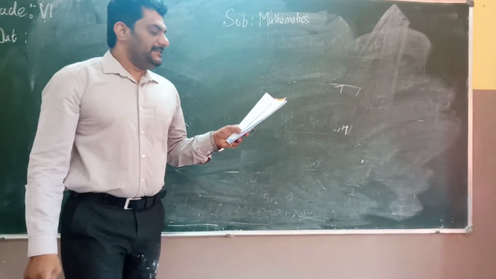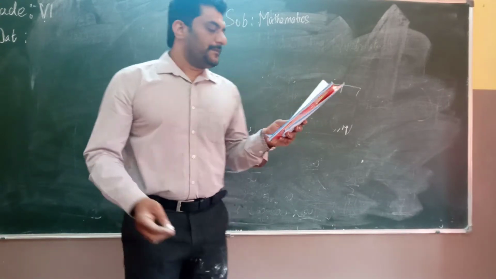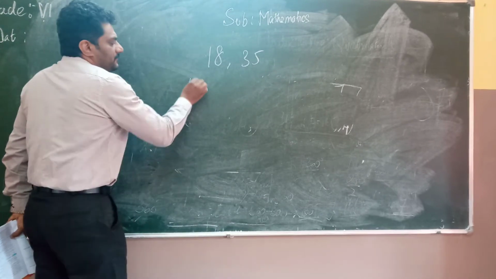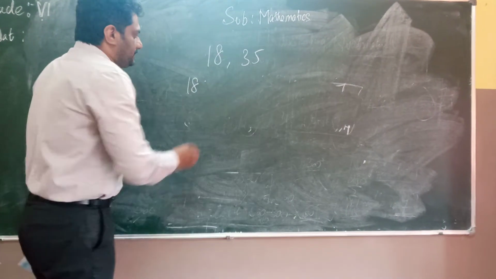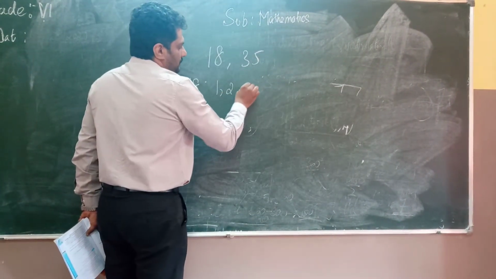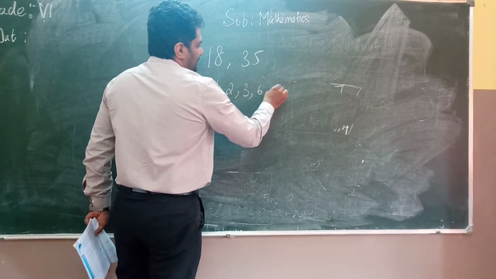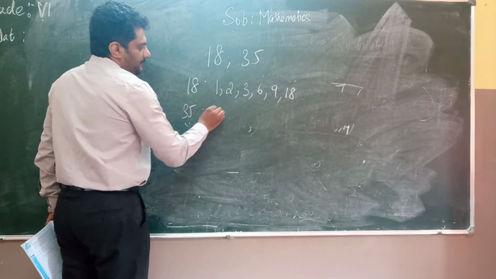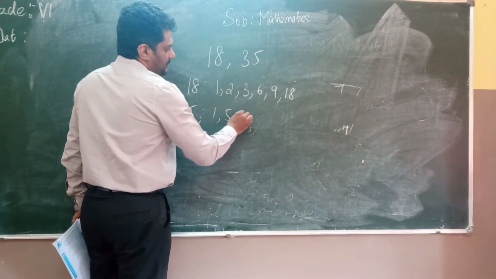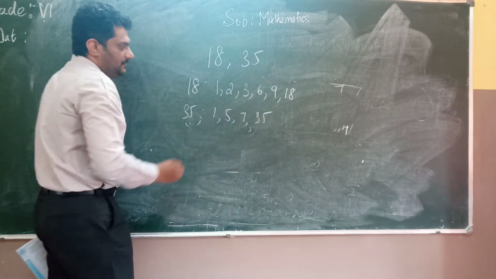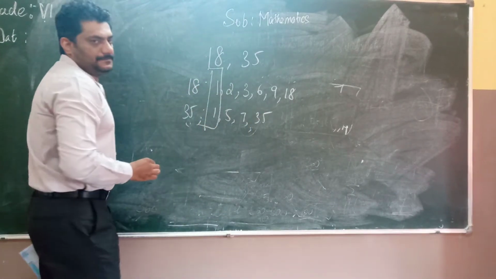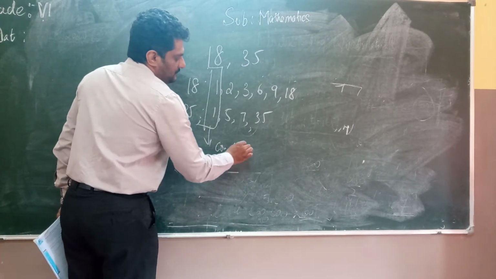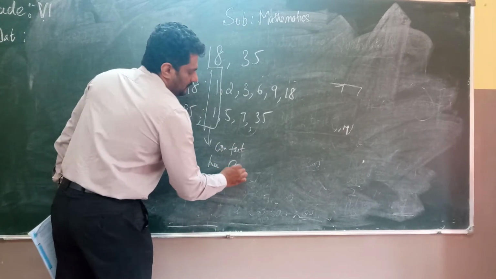Now in the fifth question, they are asking which of the following numbers are coprime. The first one is 18, 35. Now for 18, write down the factors: 1, 2, 3, 6, 9, 18. For 35: 1, 5, 7, 35. Now you see this one? Only 1 is the common factor. Hence, it's a coprime.